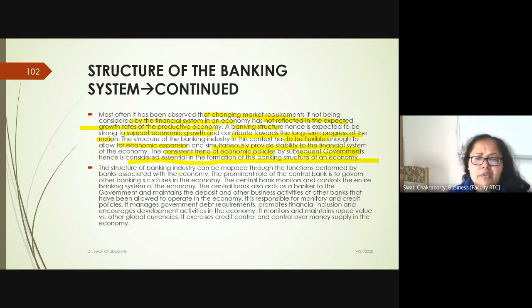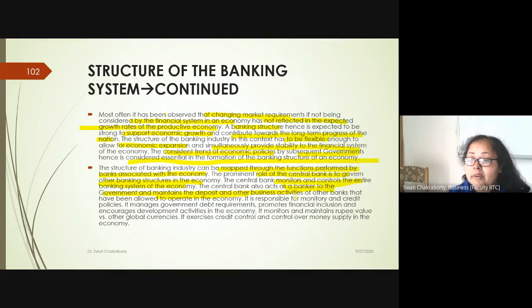If you talk of the banking sector structure, that can be mapped through the functions that the banks perform, which is associated with the economy, right? The main role of the central bank is to govern other banking structures of the economy. The central bank monitors and controls the entire banking system of an economy. It also acts as a banker to the government and maintains the deposits and other activities of other banks that have been allowed to operate in that economy.